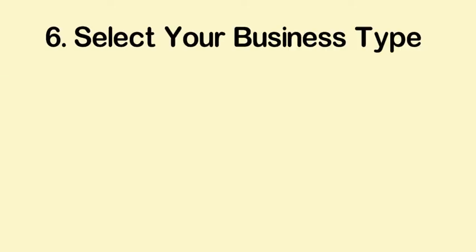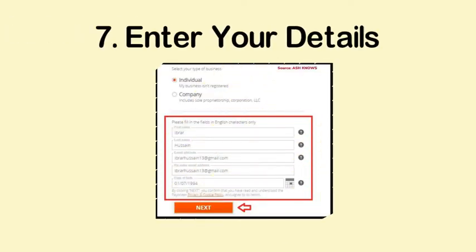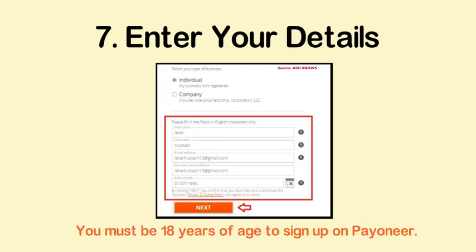Number 6, select your business type. If you're a freelancer working alone or on a small scale, select the individual option. If you're a company or an agency working on freelance marketplaces, click the company option. But please note that you will need a GST or income tax return for this type of account. So here I have selected the individual option. Step 7. Enter your details. Fill in all the following details as per your government issued CNIC card: the first name, the last name, the email address and your date of birth. Please note that you must be 18 years of age to sign up on Fiverr. Once you have entered all the details, click the Next button.